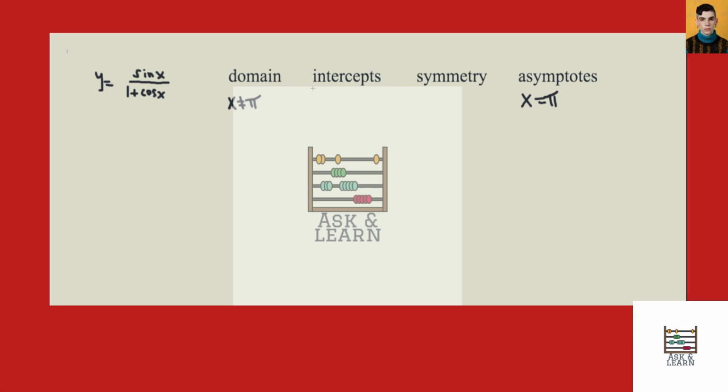Intercepts, we have one at (0, 0). We have one at (2 pi, 0). We have one at (4 pi, 0). So you can see the pattern here, and it also goes in the negative direction as well. So that's where our intercepts are. Symmetry, it's going to be odd.